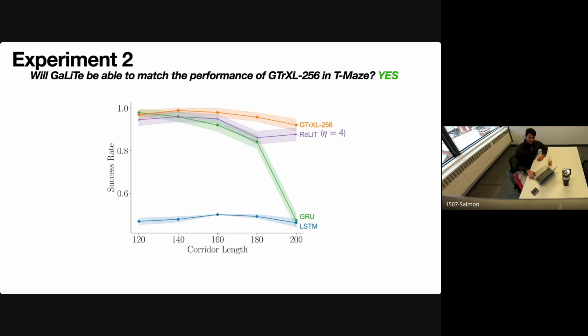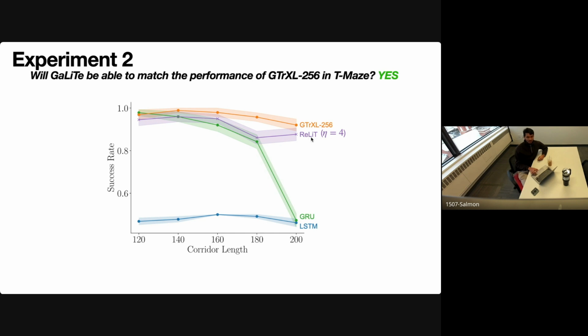So what we see here is, we'll start with LSTM and GRU. LSTM fails at all of the corridor lengths. It's not able to solve any of the corridor lengths that we tested for. GRU performs well initially, but at around corridor length 180, it starts to drop massively. On the other hand, our proposed architecture, initially the architecture was called AGaLiTe. That's why there's a name. The name is incorrect here.